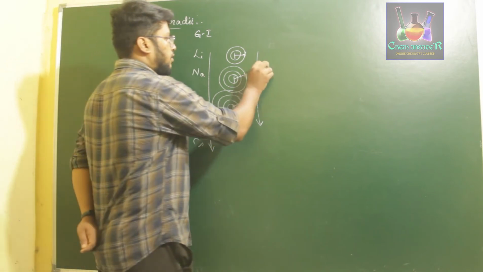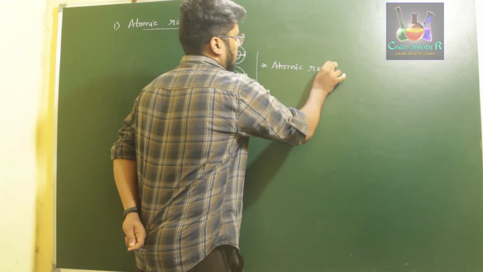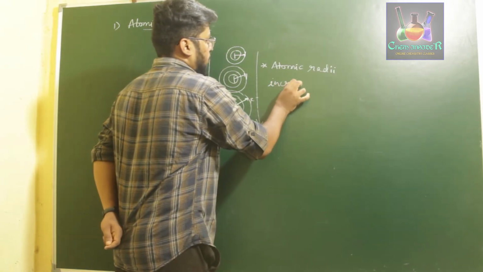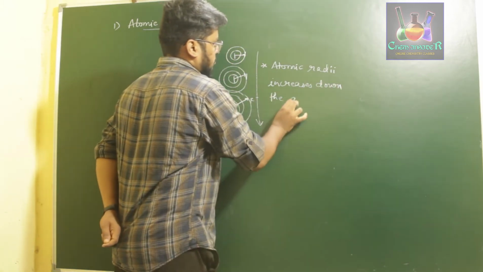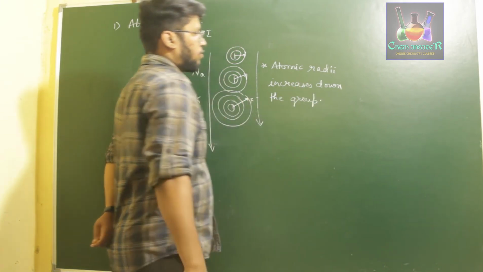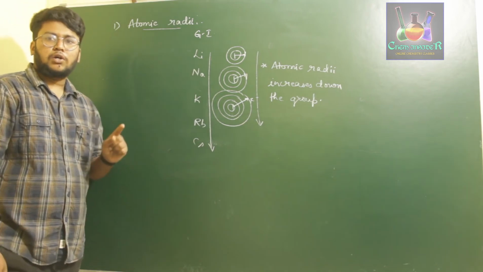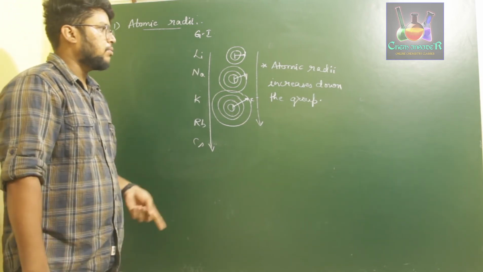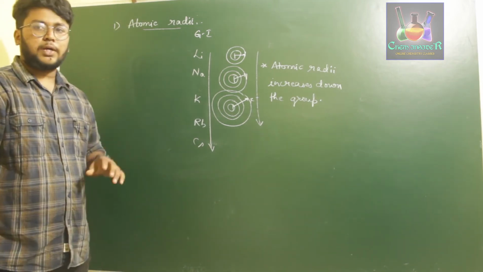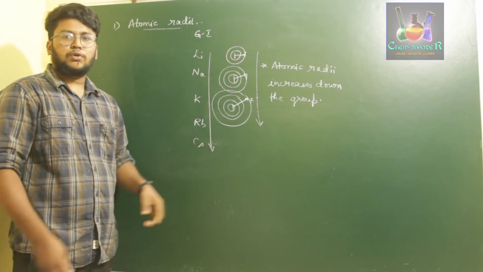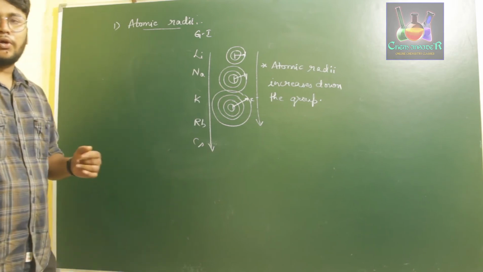Therefore, the trend down the group is that atomic radii increases down the group. And across the period, from left to right, atomic radii decreases. So this is the trend of atomic radii in the periodic table.